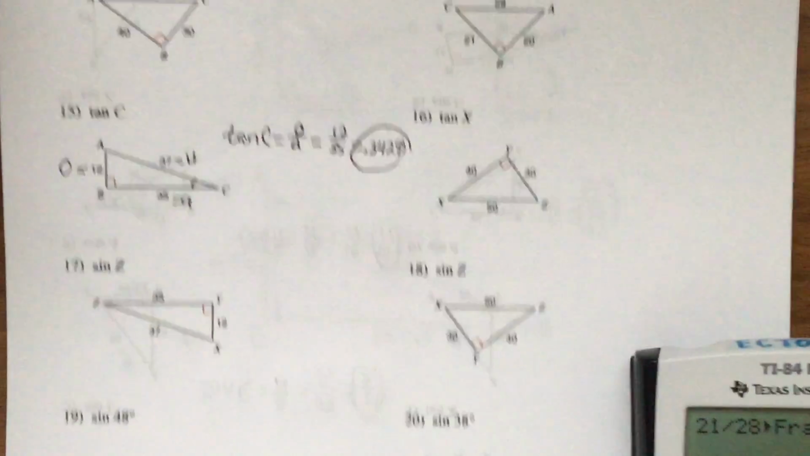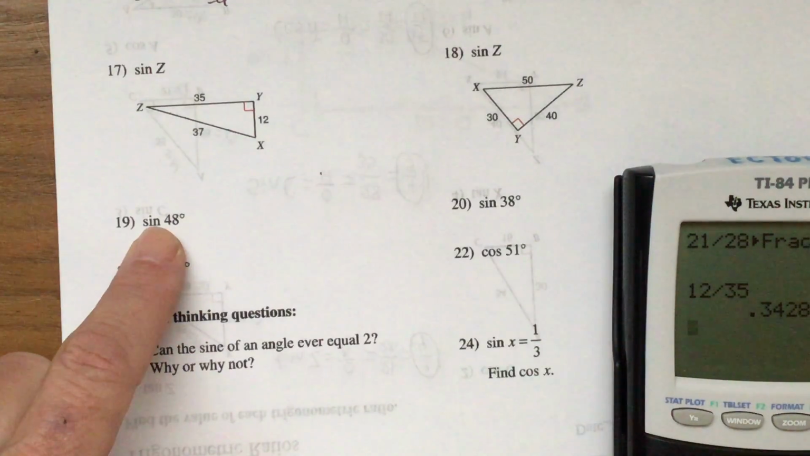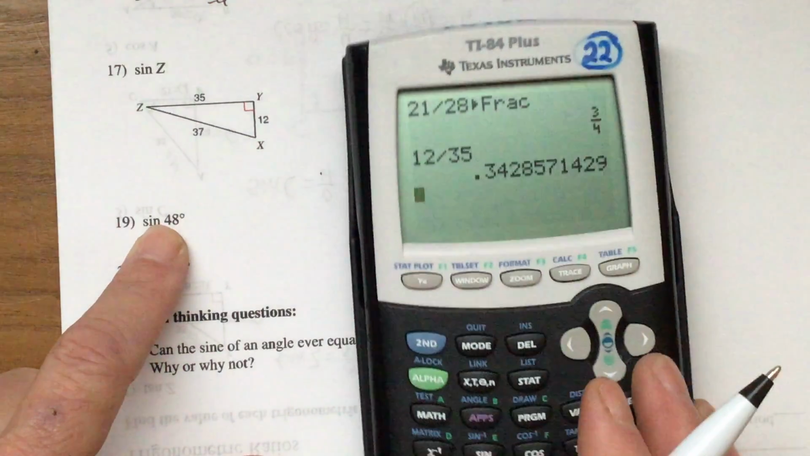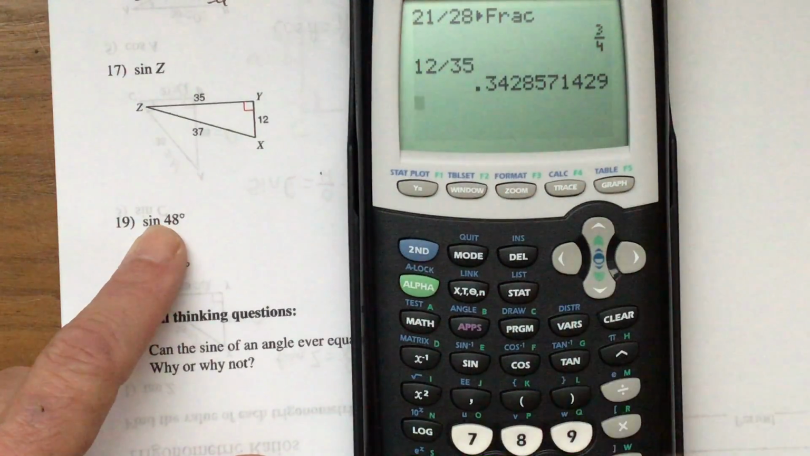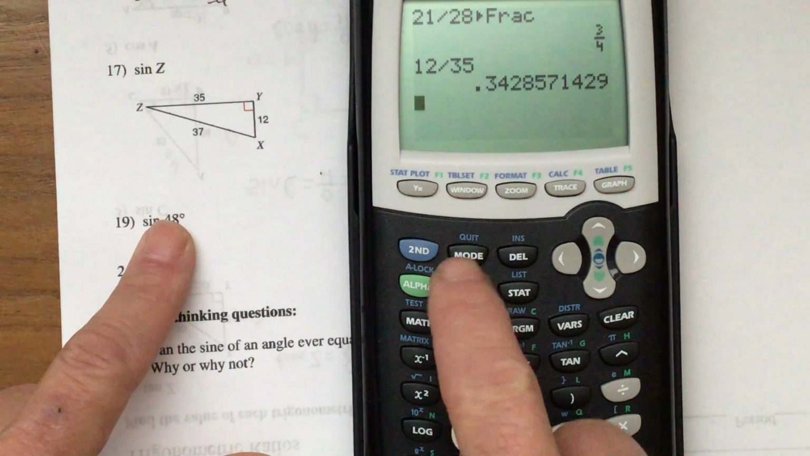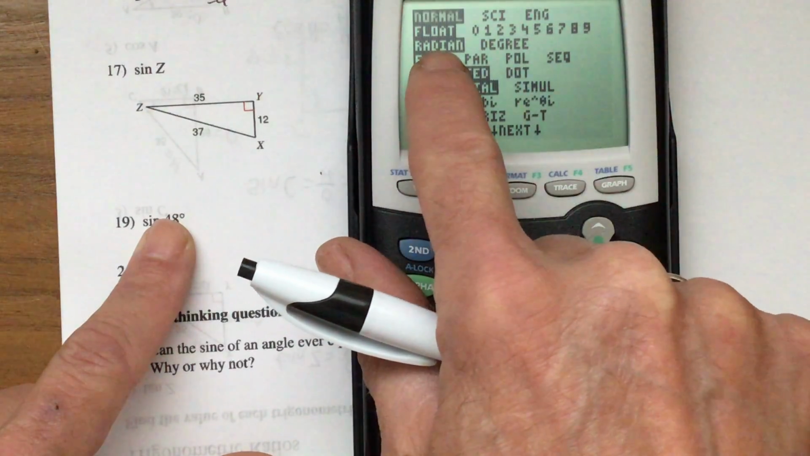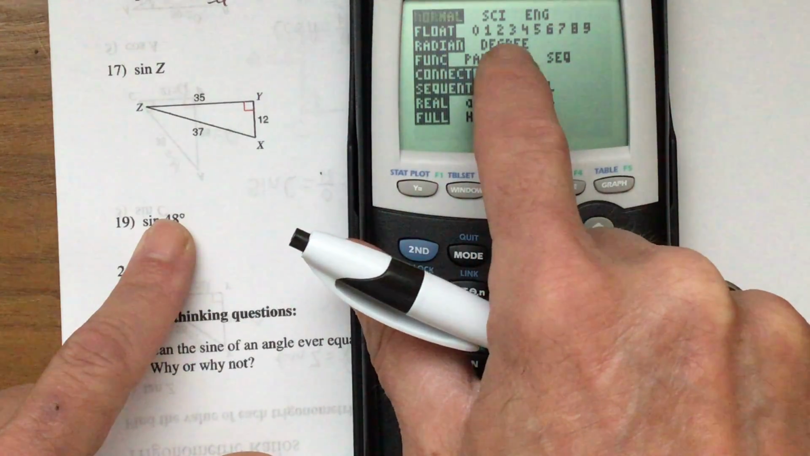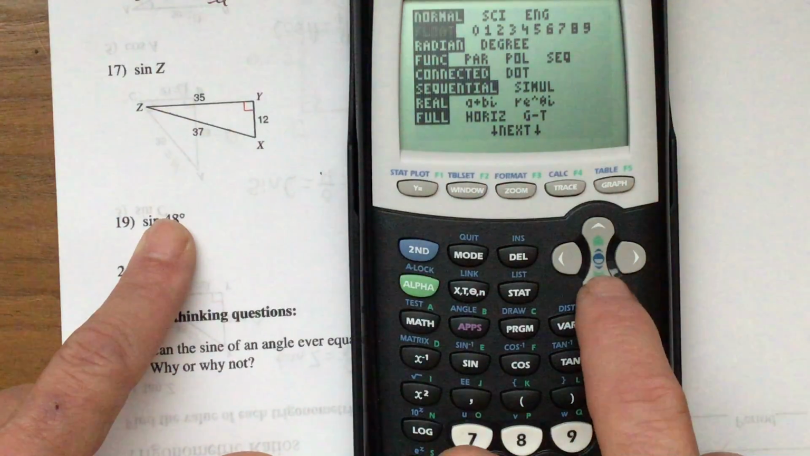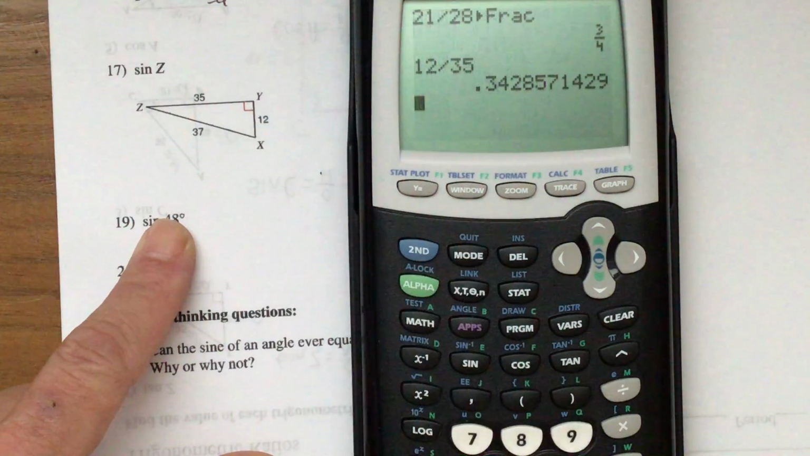Uh-oh. Now we don't have any triangles. And the instructions want to know, what is the sine of 48 degrees? Well, that's even easier, but it requires you to set your calculator up first. This is degrees, so you need to push the mode button, and you see right here where it says radian degree. You need to go down and highlight degree, and then push enter, and then push second mode to exit.